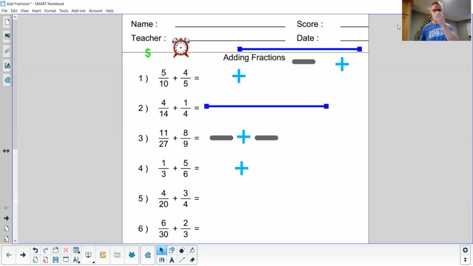This might look a little more familiar. So it is me, but I'm gonna take my mask off because I'm at home, feeling pretty good.